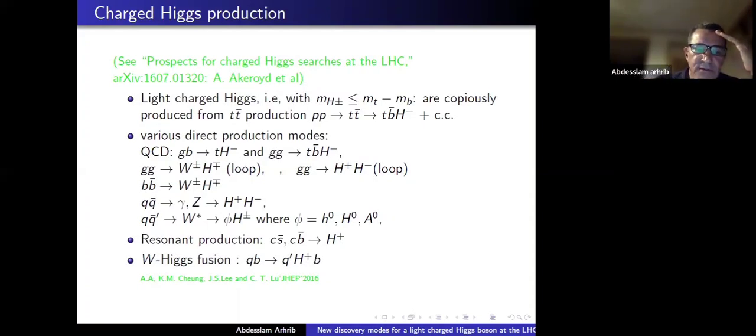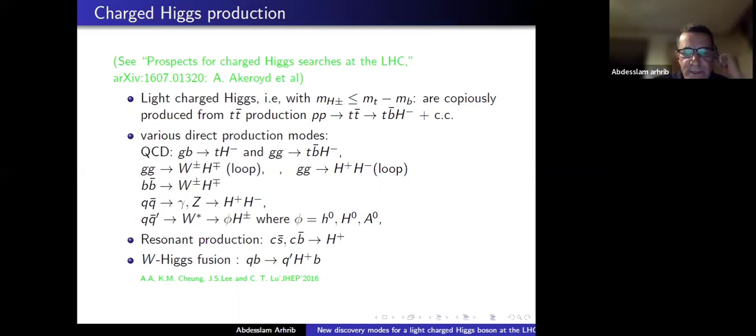Okay, there are also various direct production modes. For example, gluon b goes to t b, t charged Higgs, and gluon gluon going to t b charged Higgs. Those are almost twin processes. This is the 4 flavor scheme and this is the 5 flavor scheme. You can also produce the charged Higgs through gluon gluon going to W H in association with the W, but this is loop mediated, which means it is quite small, because it goes through a triangle and also through a box diagram.